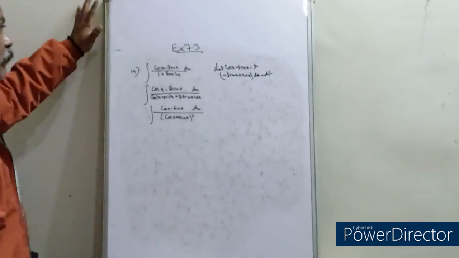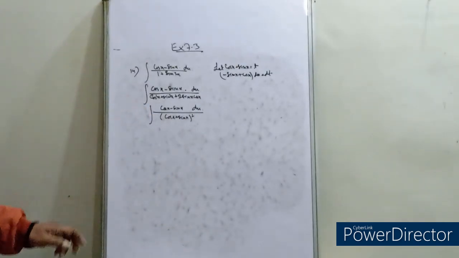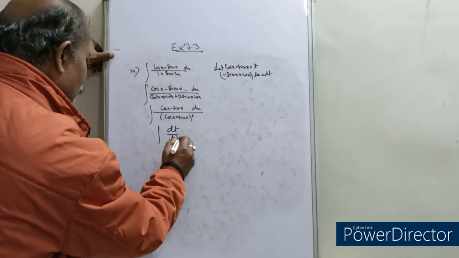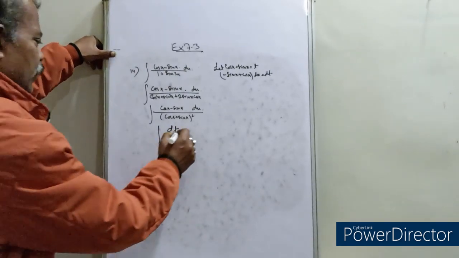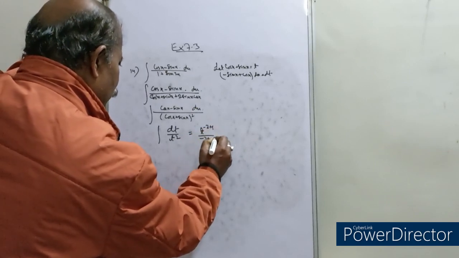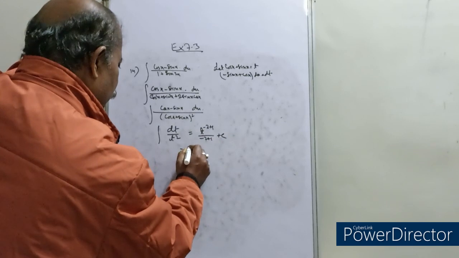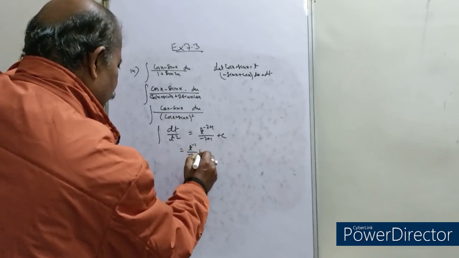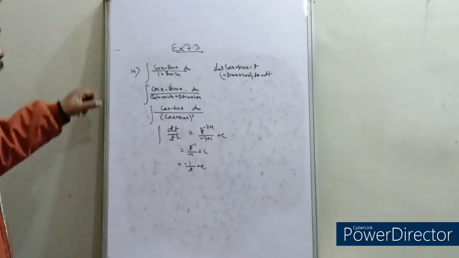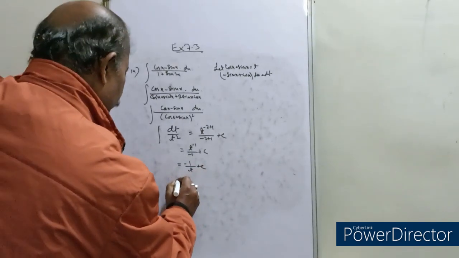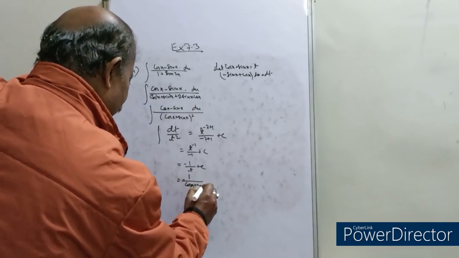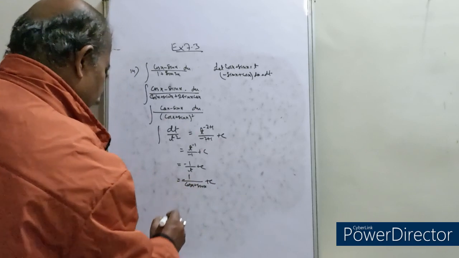So here you see your denominator is the same. So this becomes what? dt by t square. Now integration is easy for you. This becomes t to the power of minus 2 plus 1 by minus 2 plus 1 plus c. So this is equal to t to the power of minus 1 plus c, so this is minus 1 by t plus c. So the value of t, that is equal to minus 1 by (cos x plus sin x) plus c. So this is your answer.